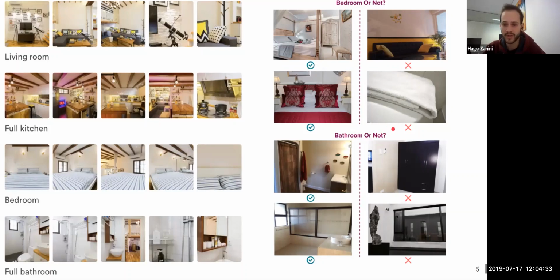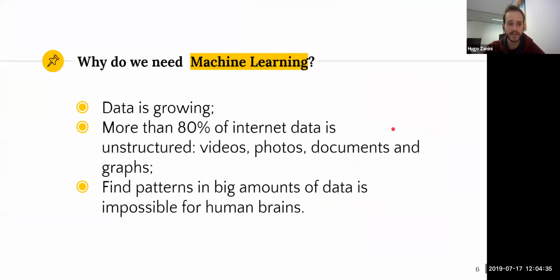So this is what we are going to do in this tech session. But before we get to the code itself and the technical things, I'd like to say why you need machine learning. The big problem nowadays is that data is growing a lot. More than 80% of internet data is unstructured: videos, photos, documents, and graphs. And why is this a problem? Because for us humans, it's pretty easy to recognize patterns in small amounts of data.